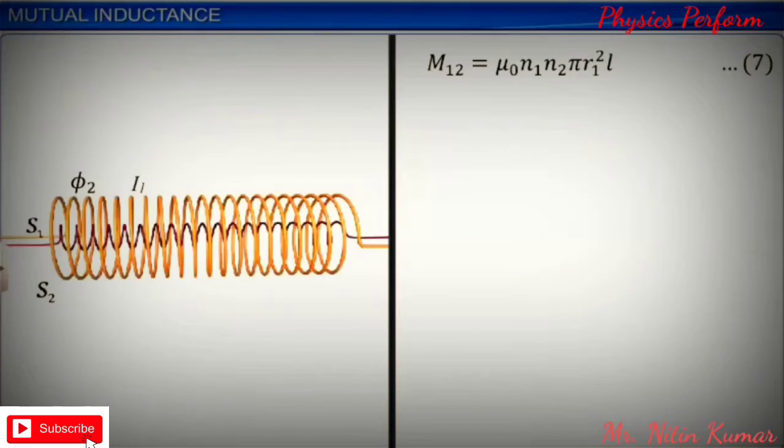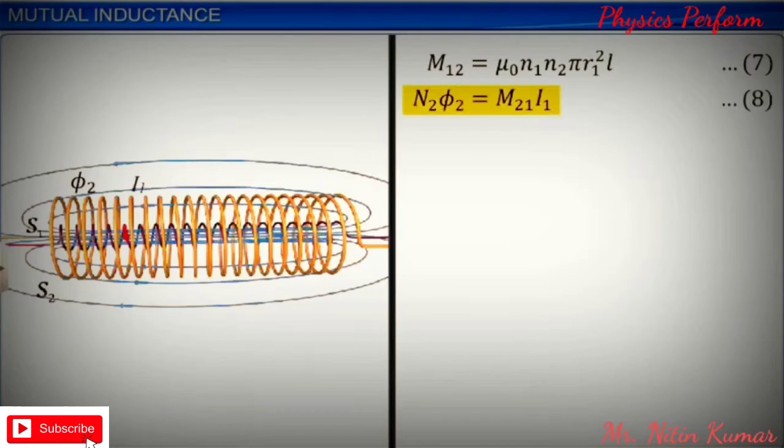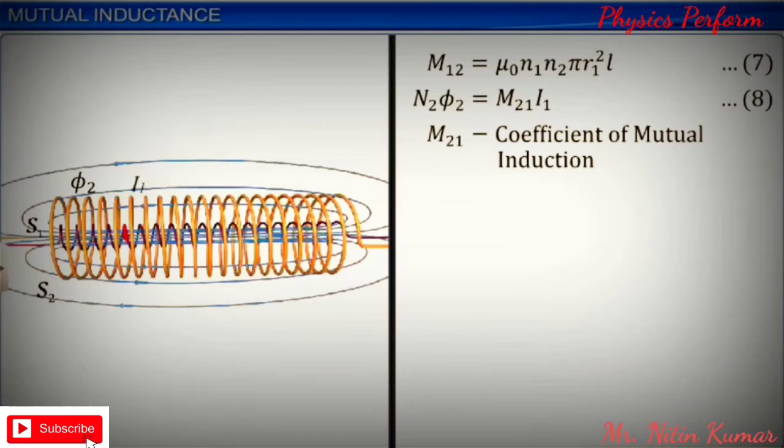Let us now consider the case in which current I1 is passed through the solenoid S1. This current produces magnetic flux, which is also linked with the solenoid S2. Let the magnetic flux per turn linked with solenoid S2 be phi2. Then, the total flux linkage with solenoid S2, N2 phi2, is equal to M21 I1. Let this be equation 8. M21 is called the mutual inductance of solenoid S2 with respect to solenoid S1. It is also referred to as the coefficient of mutual induction.